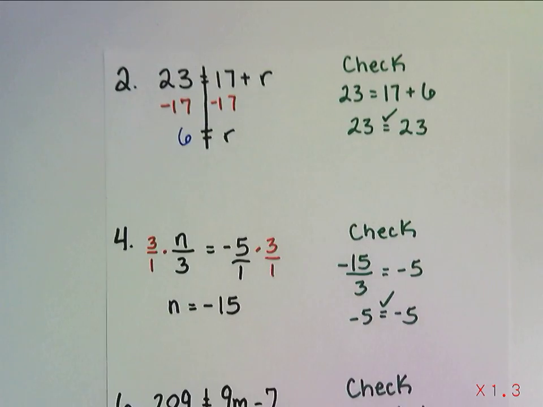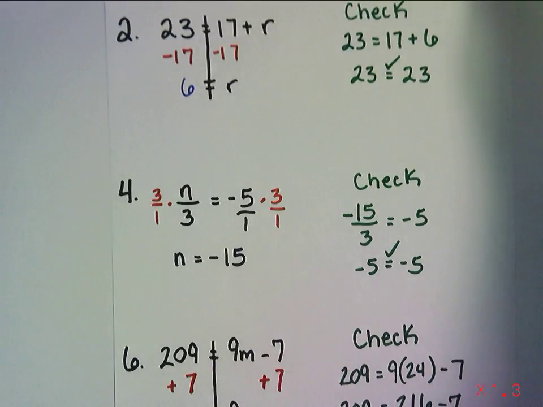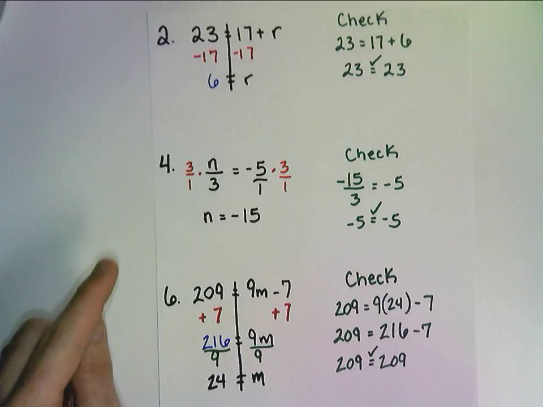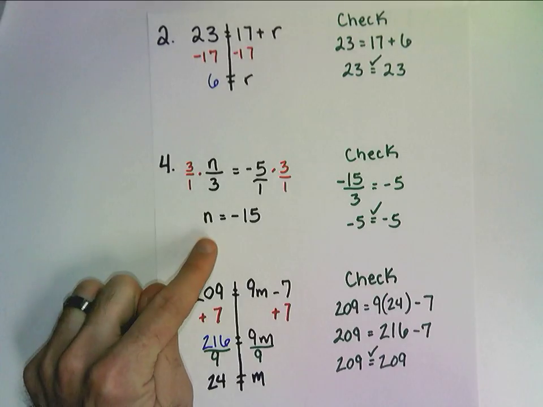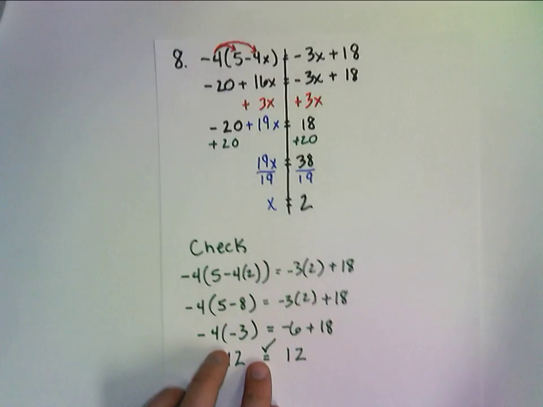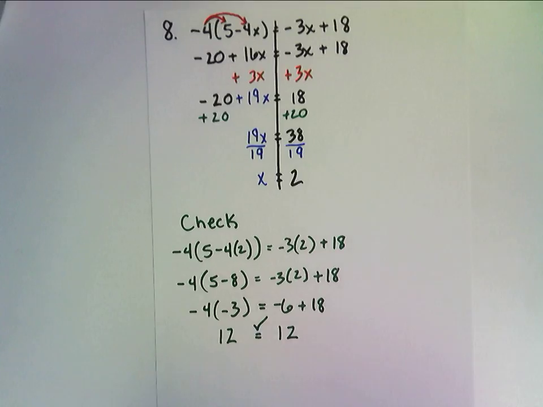Okay, so you should have done the problems 2, 4, 6, and 8. See if I can zoom out on these so you can see everything here. It looks like your solution to 2 should have been 6. Your solution to 4 is negative 15. Your solution to 6 is 24. Leave those up a second for you to check them out. And your solution to number 8 should have been x equals 2. And when I check that, I see that 12 equals 12 on both sides.